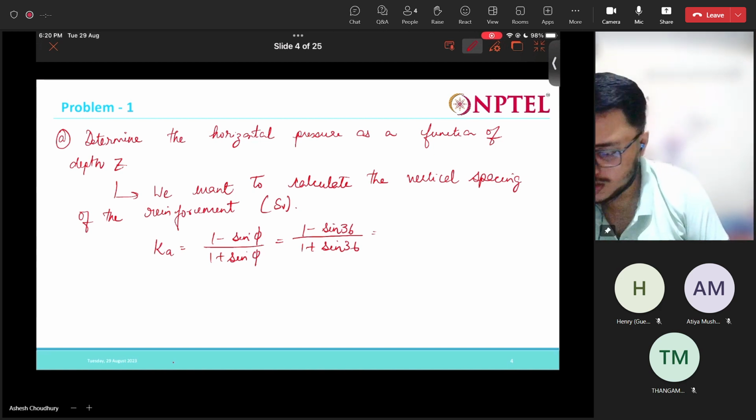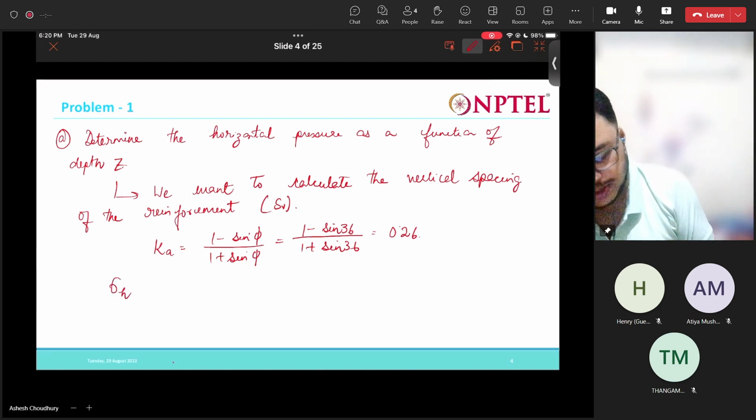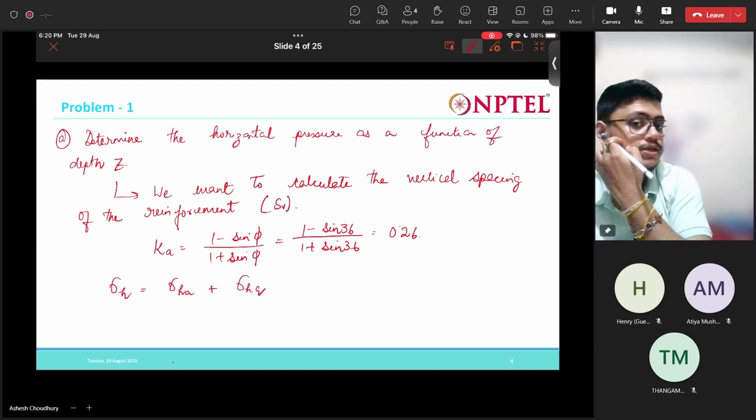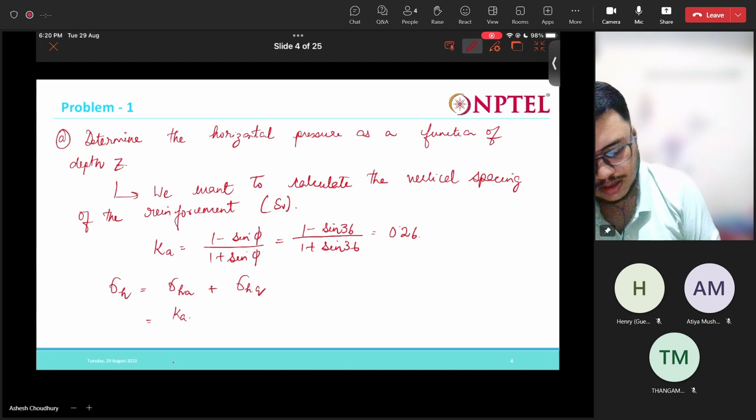So this is how much? 1.26. Okay. Now therefore the horizontal pressure is what? Component from the earth pressure plus component from the Q, that is the surcharge. So K gamma Z plus K into Q. What is K? 0.26. Gamma is 18. Z we will keep as Z, plus 0.26.